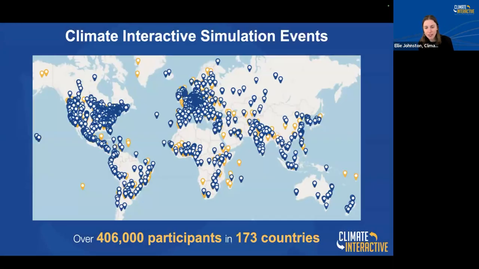We still have a few more countries to cover. Of the 196 or so countries of the world, we've gotten to 173 of them. That's pretty exciting. If you are looking at this map and see that you're in a country that maybe doesn't have a pin where an event has been held, we would love to have you join us and add that pin to the map.